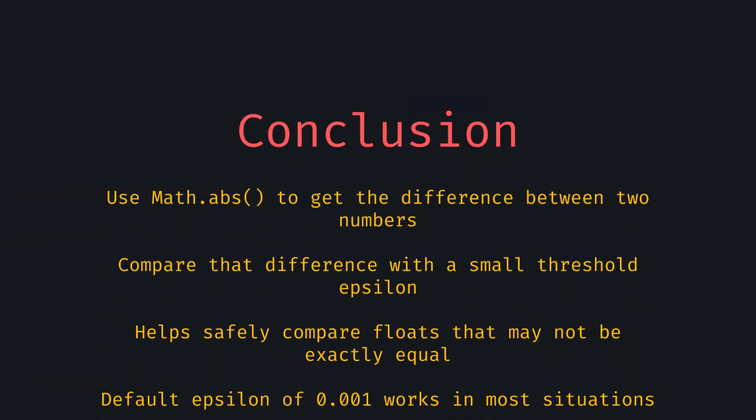To summarize, approximately equal helps us safely compare floating point numbers. By allowing a small margin of error, we avoid bugs caused by rounding. You can tweak the epsilon to match your precision needs.